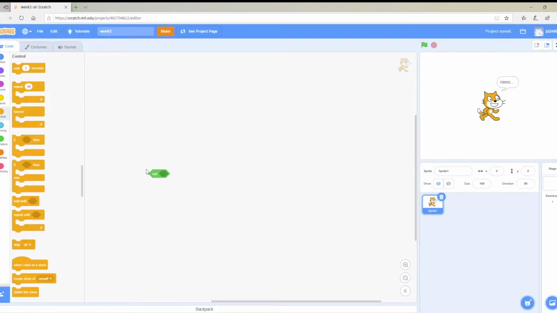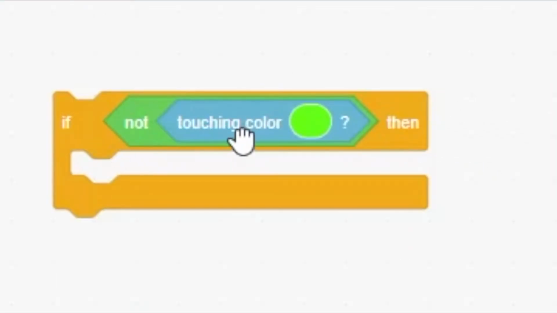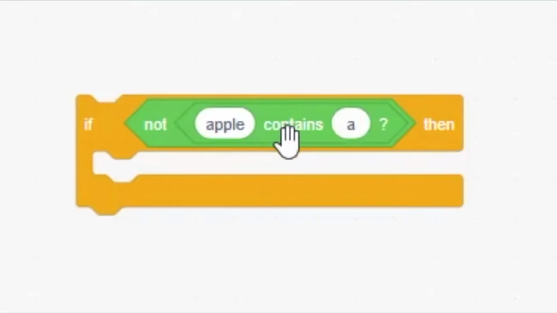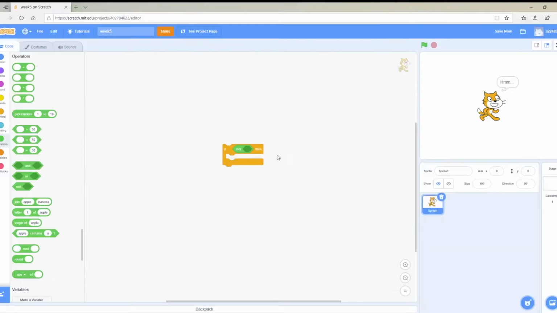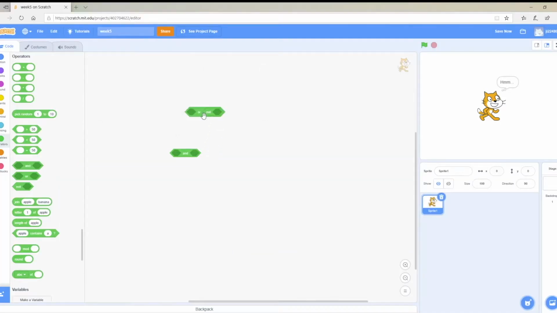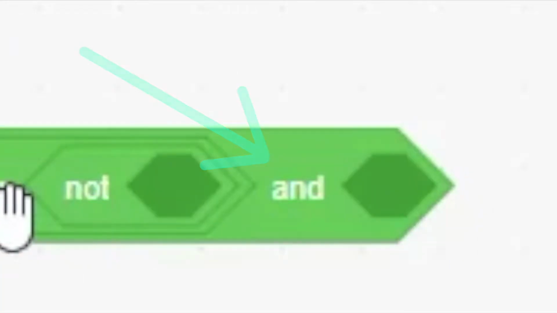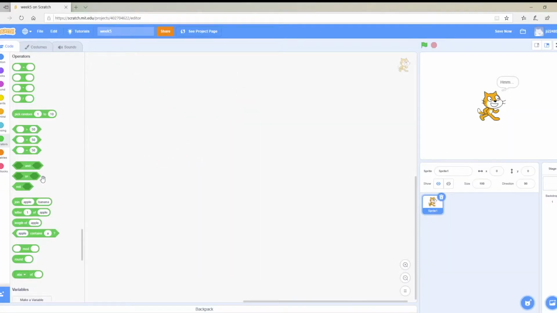Not. So this is the opposite. Say if you're not touching green, then it'll go. Or if apple doesn't contain A, then it will go. And these can be combined. So this is very complicated, but if one of these or not one of these is true and something else, then it lets some of them be optional and some parts have to have both. These can get super complicated, but as you get more experience in coding, it makes a little bit more sense.